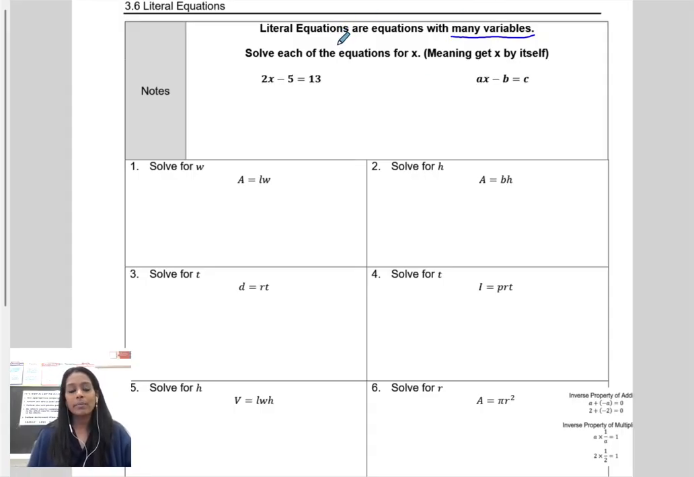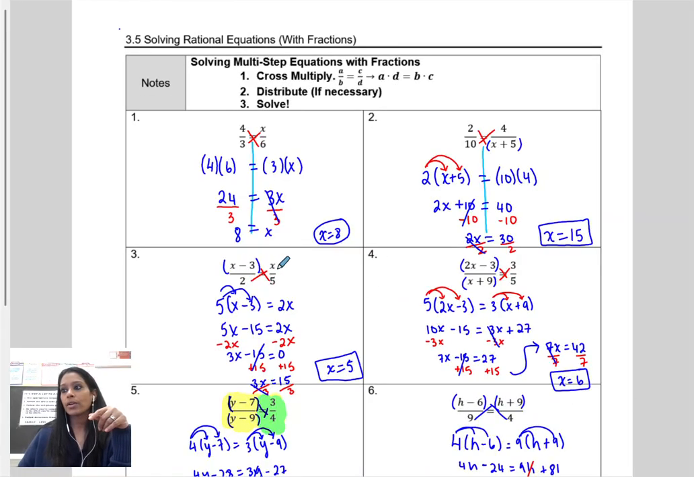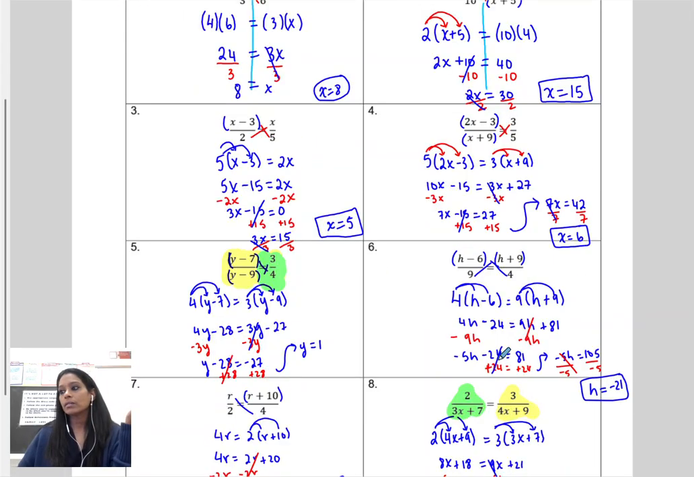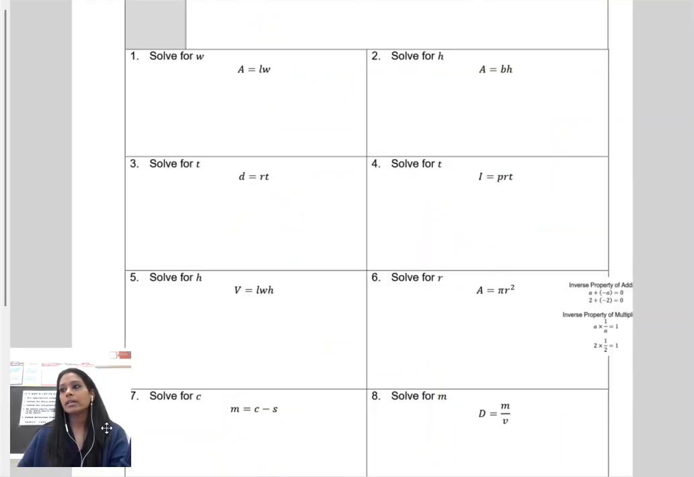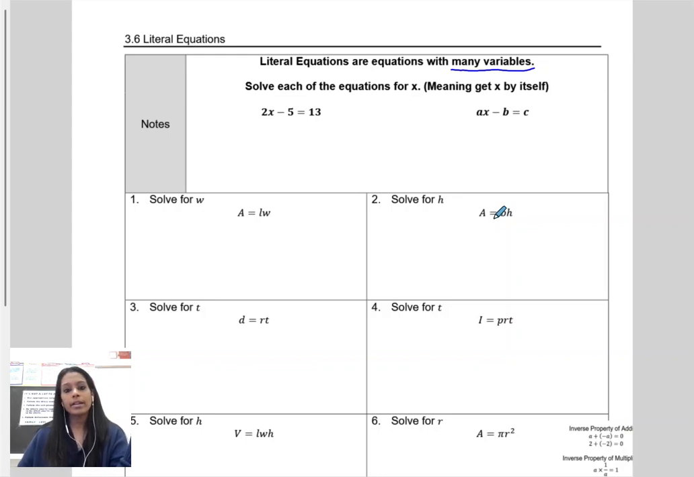So far, we've only been working with one variable, like either just x or r or m. We've been solving equations with just one variable, right? And we solve for that variable, x equals, sometimes h equals, but so far just one variable and everything else is numbers. But literal equations are going to have many different variables, and you're going to be solving for one variable, and it's going to ask us which variable to solve for. So it says solve for w, solve for h, and so on.